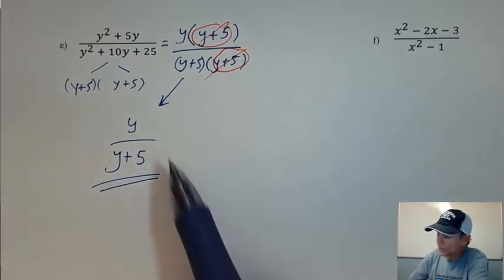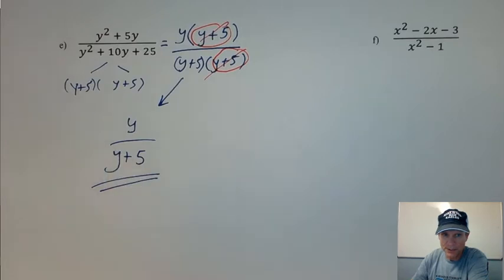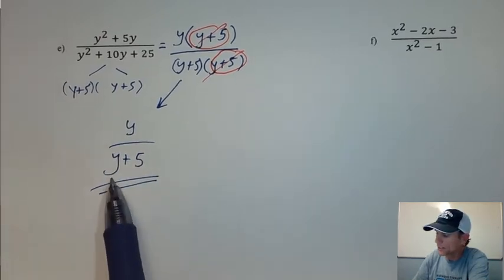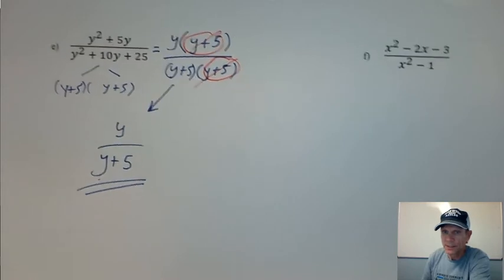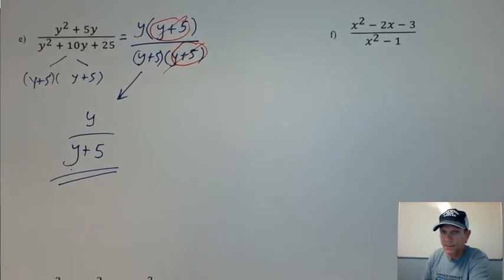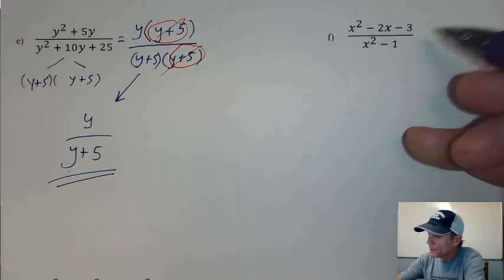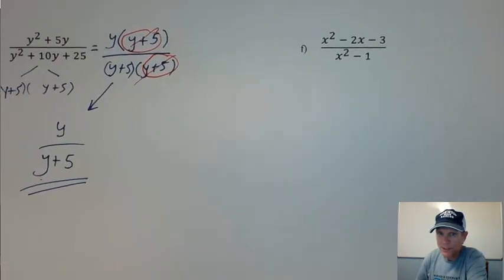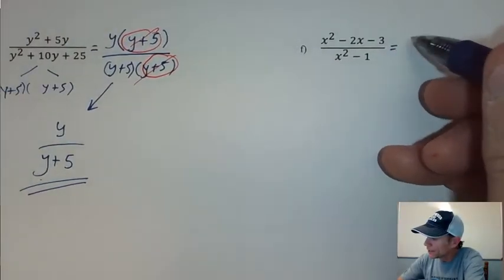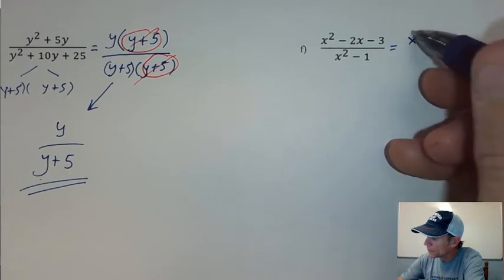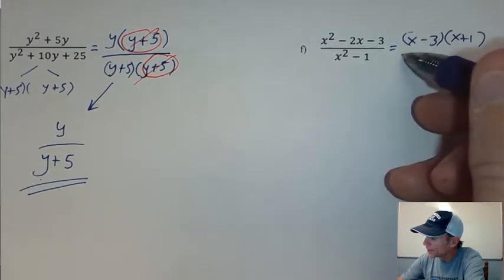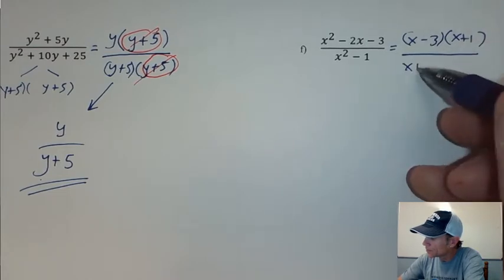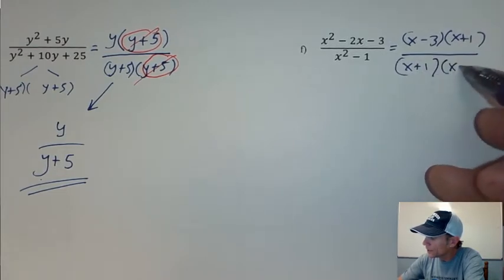That's it. Don't cancel these y's. You cannot do that because this one's tied up in addition. Okay? It's a term. Next up, I'm going to factor the numerator. So factoring the numerator, I get x minus 3, x plus 1. In the denominator, I get x plus 1, x minus 1.